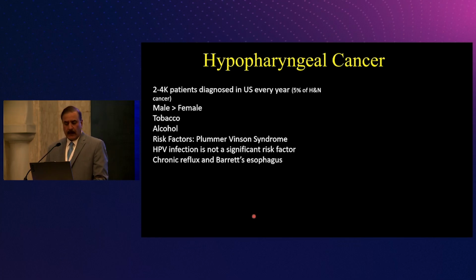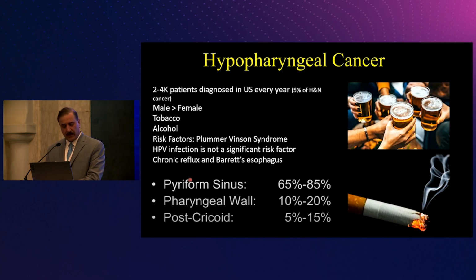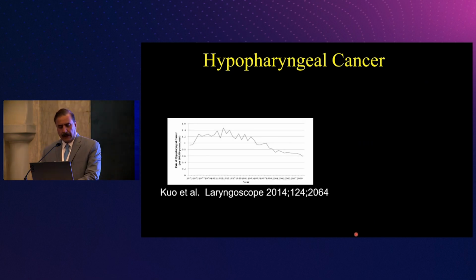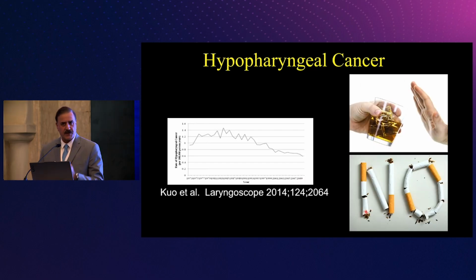If we are looking at the subsites, the piriform sinus is the most common site. About 85% of hypopharyngeal cancers arise from the piriform sinus, followed by the posterior pharyngeal wall, followed by the post-cricoid region. Fortunately, hypopharyngeal cancers, as with most head and neck cancers, barring the oropharyngeal cancers, are on a downward trend in the Americas. That is primarily because of cessation of smoking and less alcohol consumption.